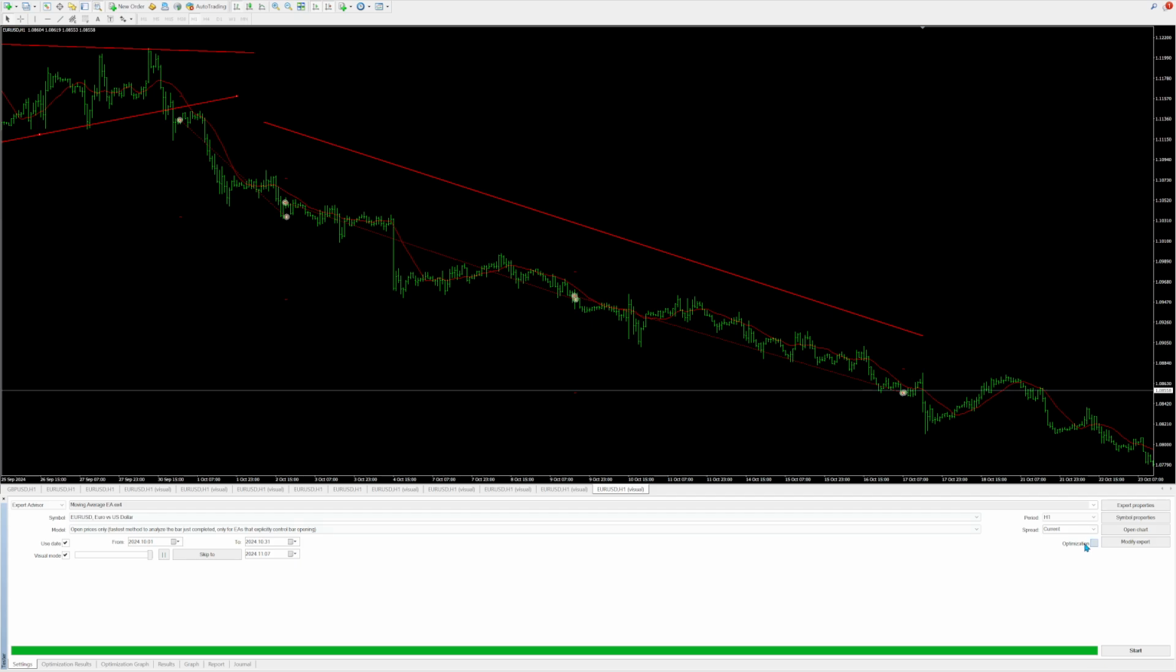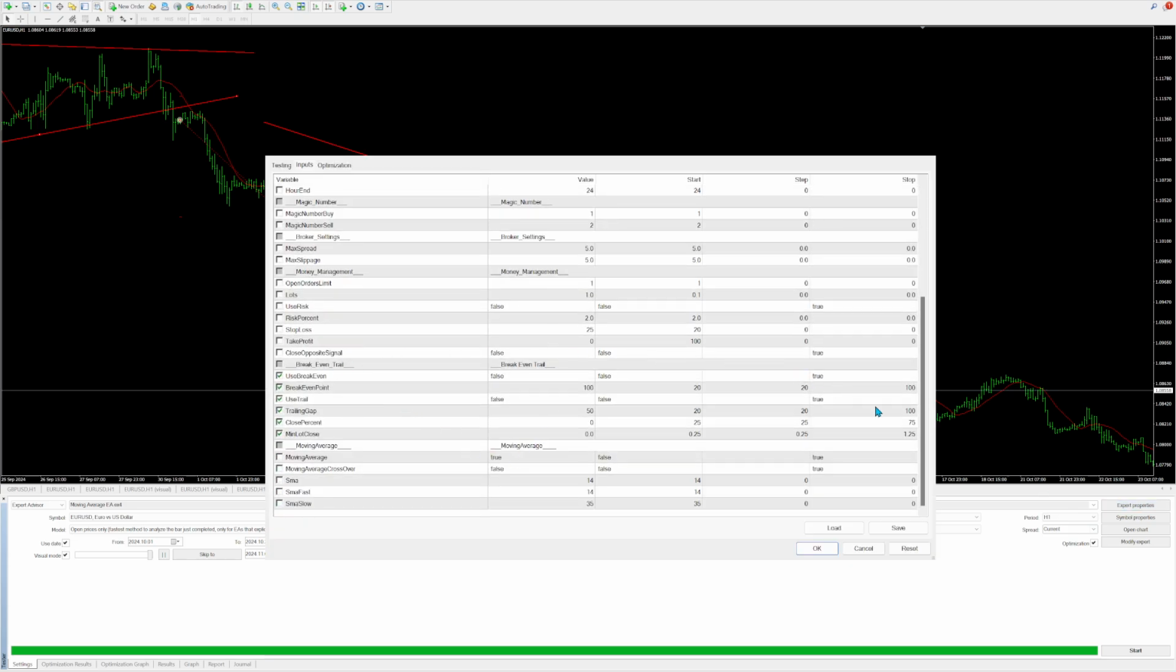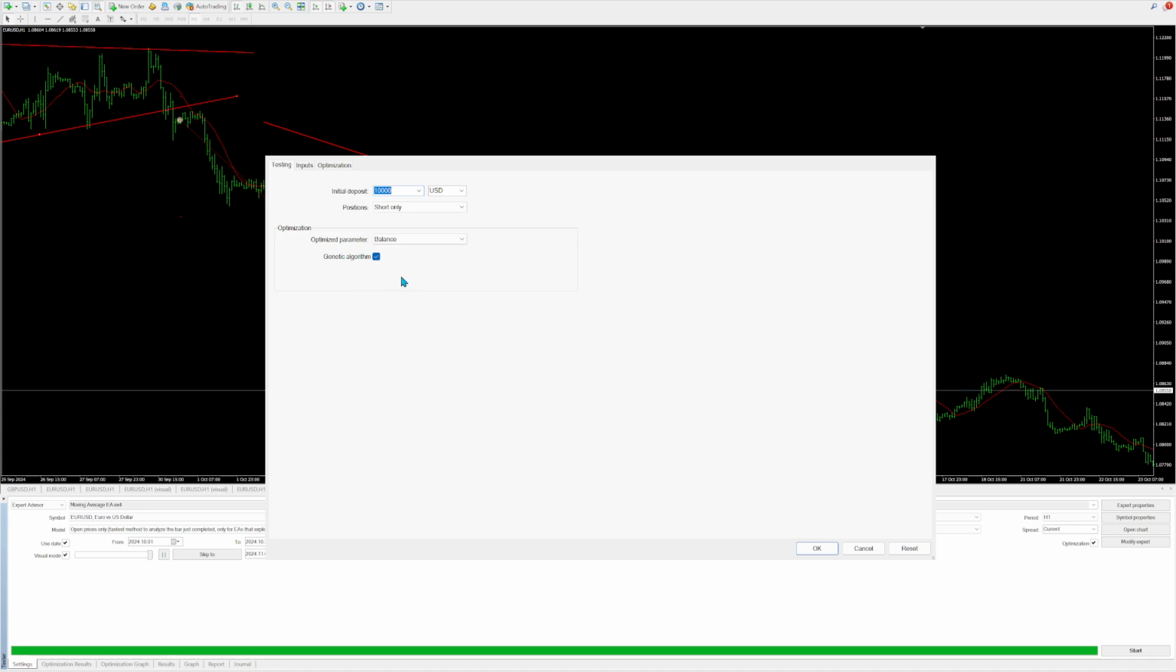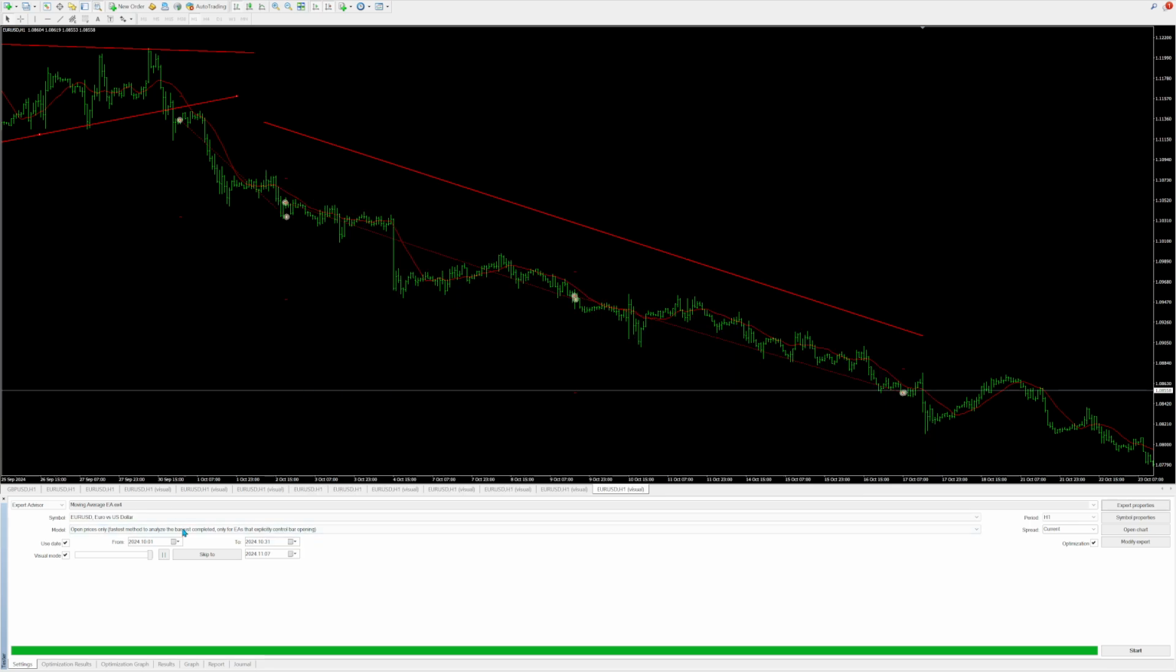So with optimization, you click optimization and it will just basically run a combination of all of those settings to see which produce the best results. Under this setting here, the genetic algorithm, when this is checked, basically means the EA will do the combinations that have the highest chance of producing good results. If you uncheck it, it will do every single combination, which can take a long time depending on the quality of the computer that you're using. So let's run the optimization.